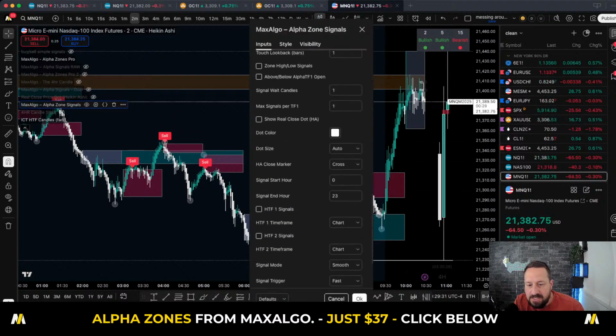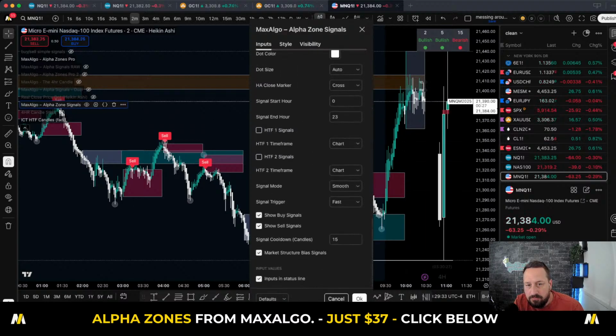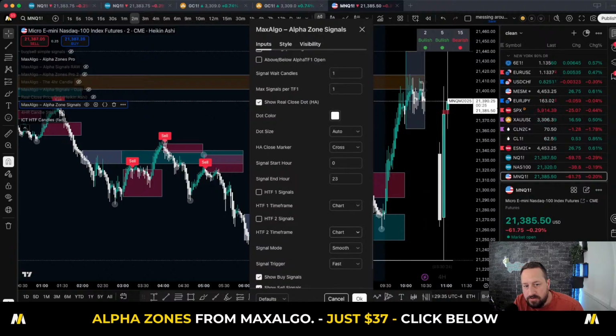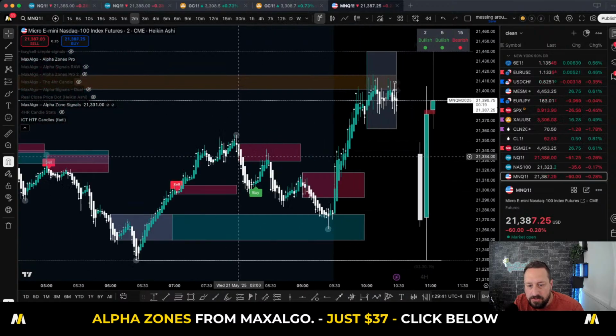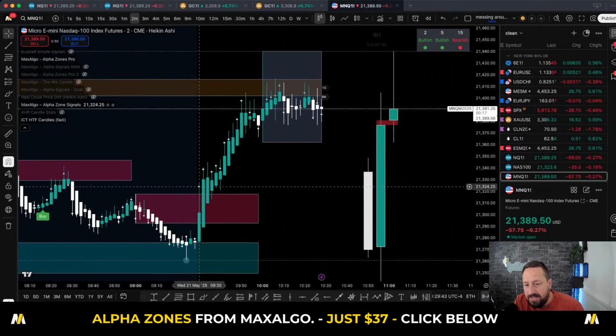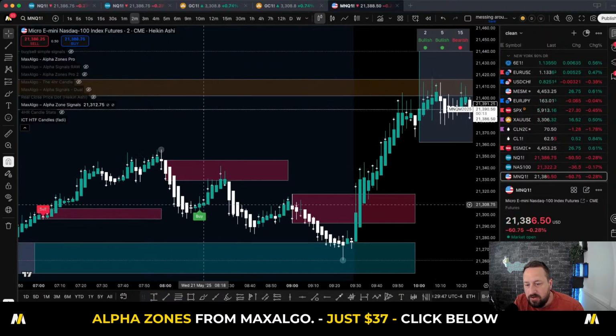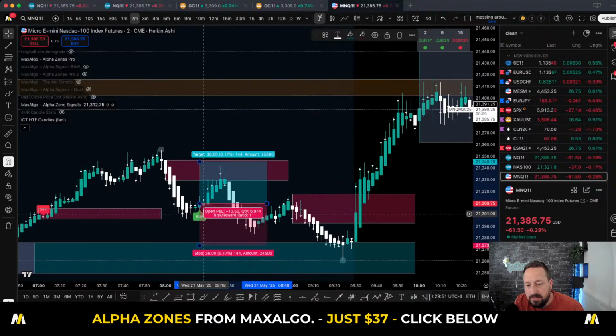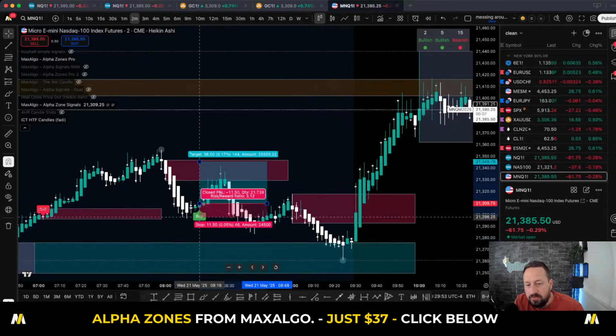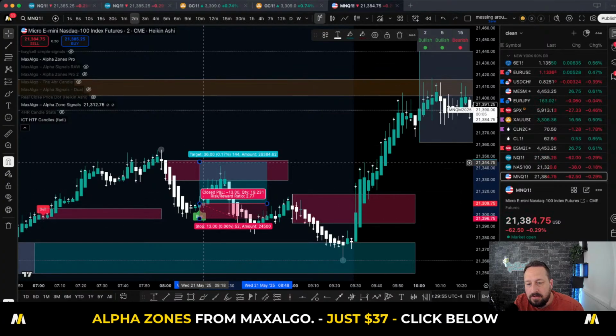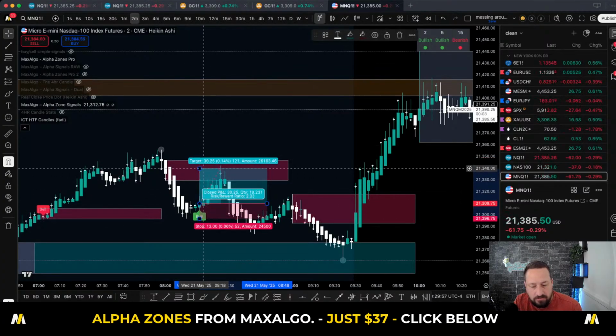So if you do use Heikin Ashi, we have added an option. If you come down to show real close, you can click on that, and it gives you the real close, right? So where would you have actually got in on that candle? If you wanted to mark out a trade, you can mark it out at the point where you'd have got in, and then potentially what you could have done.